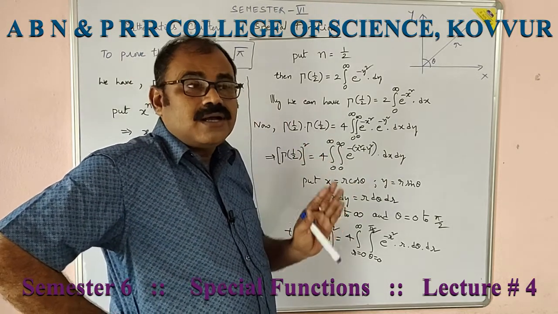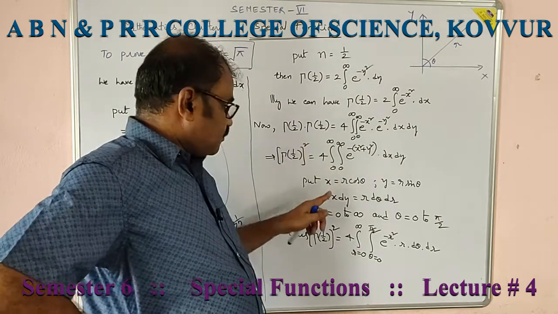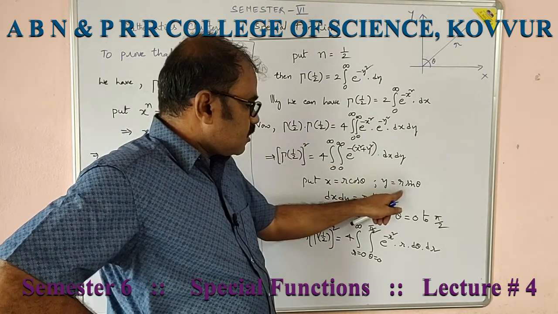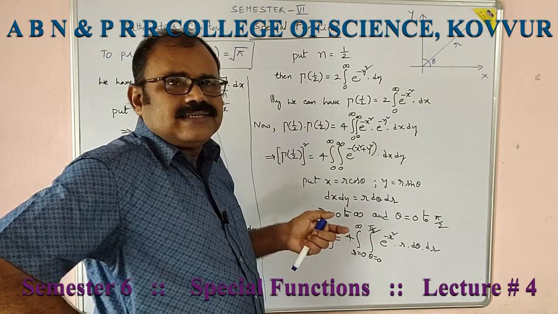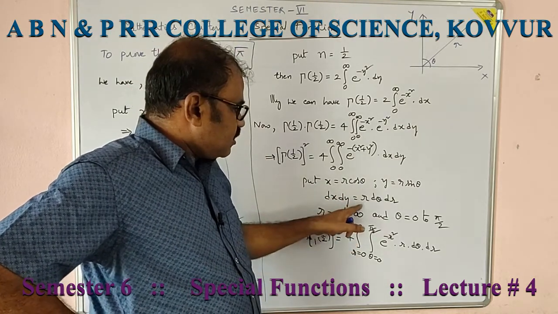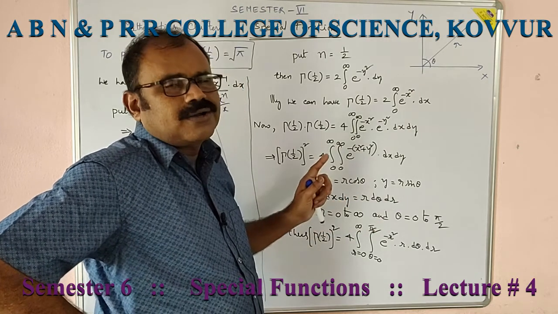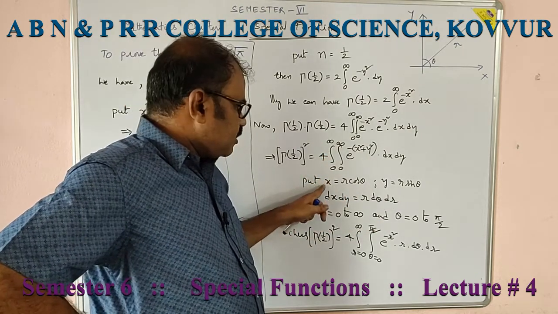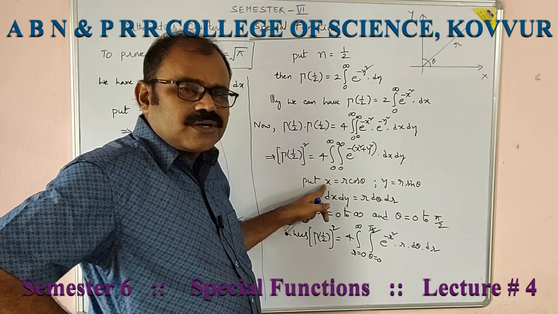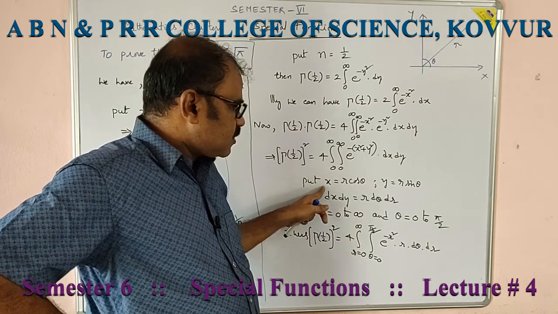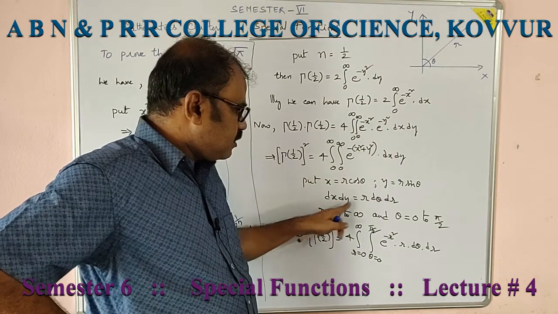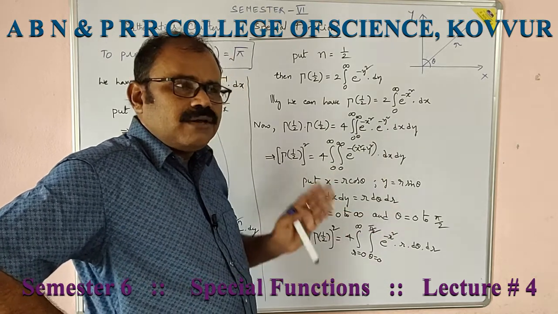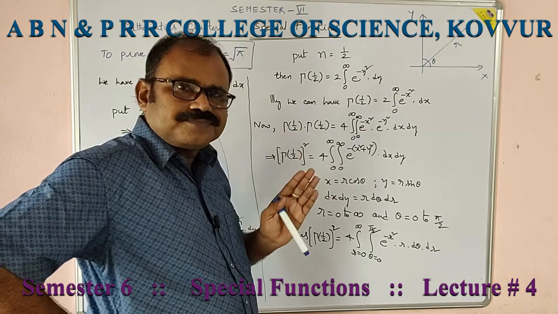That is from other derivations. So x is equal to r cos theta, y is equal to r sin theta, and dx dy is from the standard derivation. The dx dy value is r d theta dr. Whenever you take the substitution x is equal to r cos theta and y is equal to r sin theta, in the double integral the value of dx dy will be r d theta dr. We already did this in vector calculus.